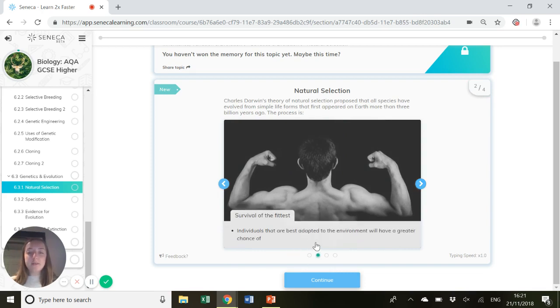Survival of the fittest. Individuals that are best adapted to the environment will have a greater chance of survival. So if they have an adaptation, like a longer beak, perhaps that is better suited to eating their food source, they're more likely to survive. Or an elephant that has a longer trunk is more likely to eat more things, so they're more likely to survive.